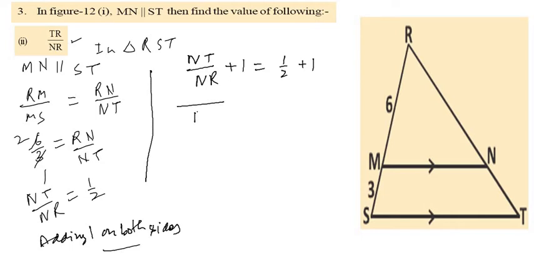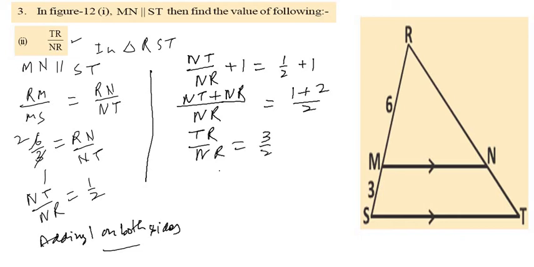Now taking the LCM, it is NR, and here is NT plus NR is equal to, LCM is 2, so 1 plus 2. So we have to write NT plus NR. You can see here NT plus NR, that is the RT. So you can write here RT or TR. So TR upon NR will be equal to 3 by 2. So that will be your answer. You can see here this one same.